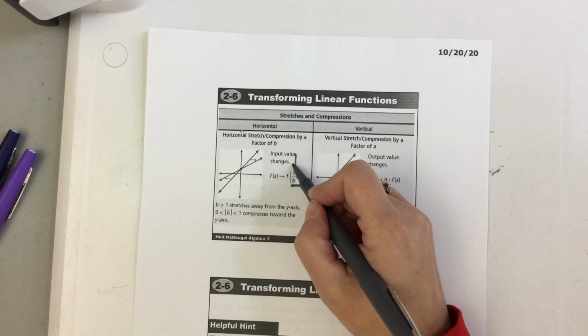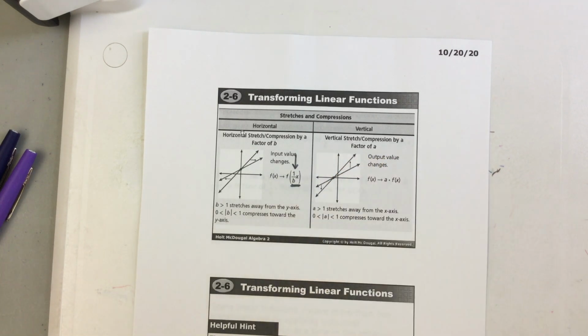But because of this rule, it's 1 over the scale factor. In order to figure out if you have a stretch or a compression, you look at the formula and you have to do the reciprocal. 1 over a value is a reciprocal. So what you have to do is flip it. Once you flip it, if the value is bigger than 1, it's a stretch. If the value is less than 1, it's a compression.